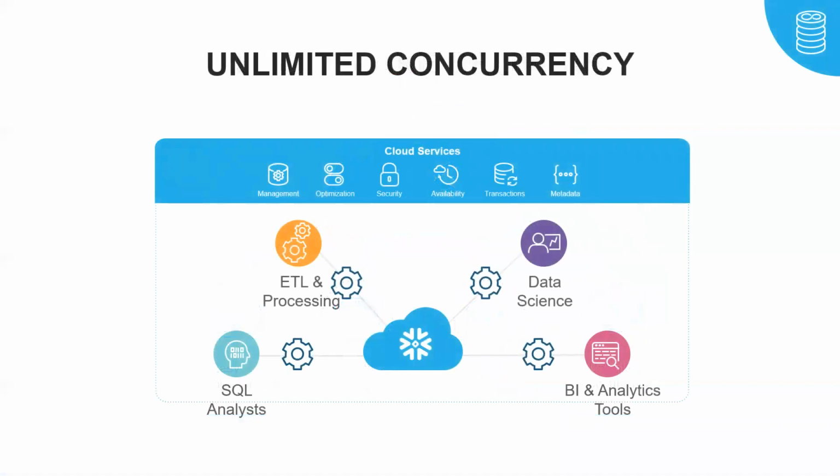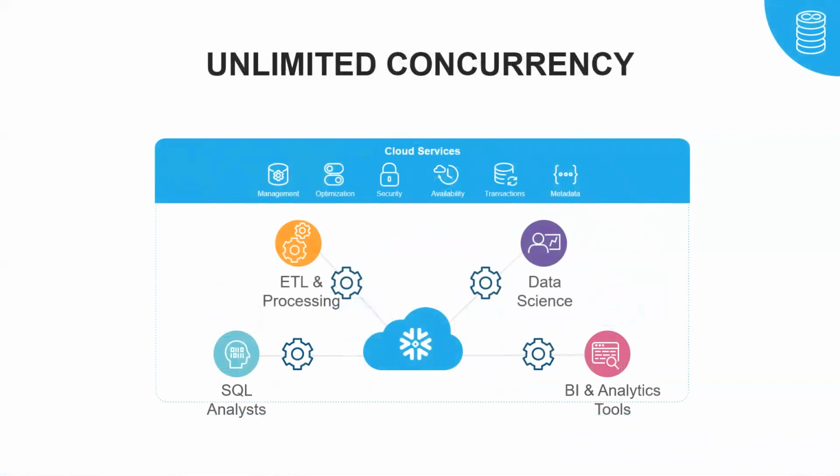As I mentioned before, this is an example where you have 4 different virtual warehouses in Snowflake. One is for ETL and processing. Another is optimized for SQL analysts, another for data science, and then maybe one for BI and analytics tools such as Sisense, Power BI or Tableau. Each of these workloads will run concurrently without impacting each other, and be sized appropriately.